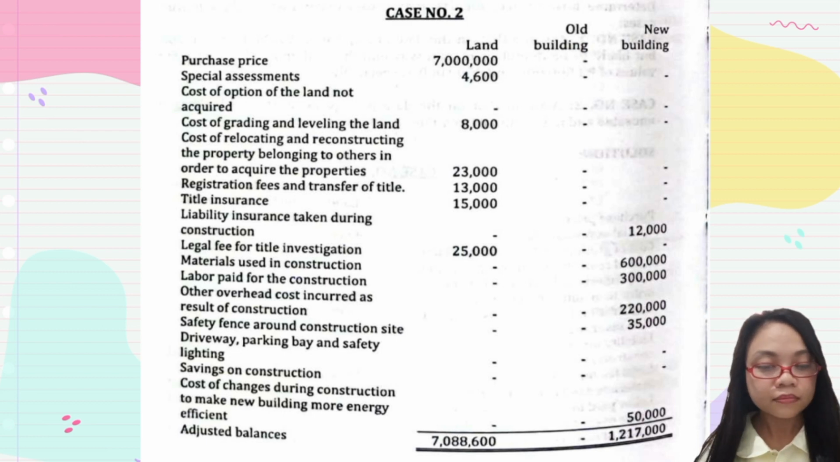And then for the new building, naa pod tay mga cost na related sa preparation for the construction of the new building and are capitalized as part of the cost of constructing the new building. Sa ani is kaning liability insurance taken during construction, 12,000. Then others are material used in construction, 600,000. Labor paid for the construction, 300,000. Other overhead costs incurred as a result of construction, 220,000. Safety fence around construction site na 35,000.